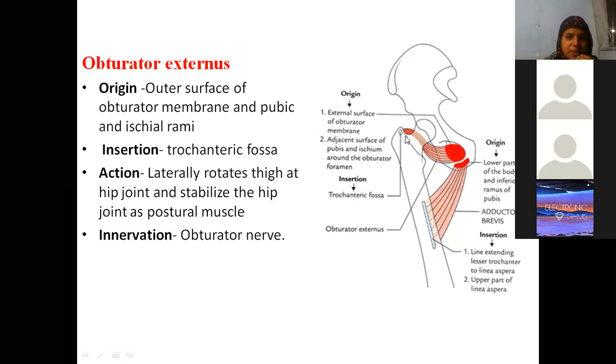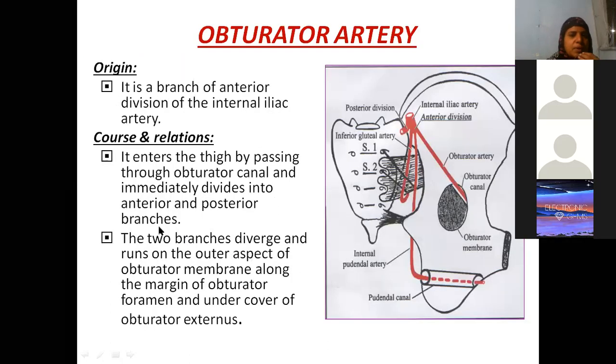What is this big trochanter we have? That is the greater trochanter. So the insertion is on the external surface, at the trochanteric fossa. The action: it laterally rotates the thigh at the hip joint and stabilizes the hip joint as a postural muscle. Innervation is the obturator nerve.